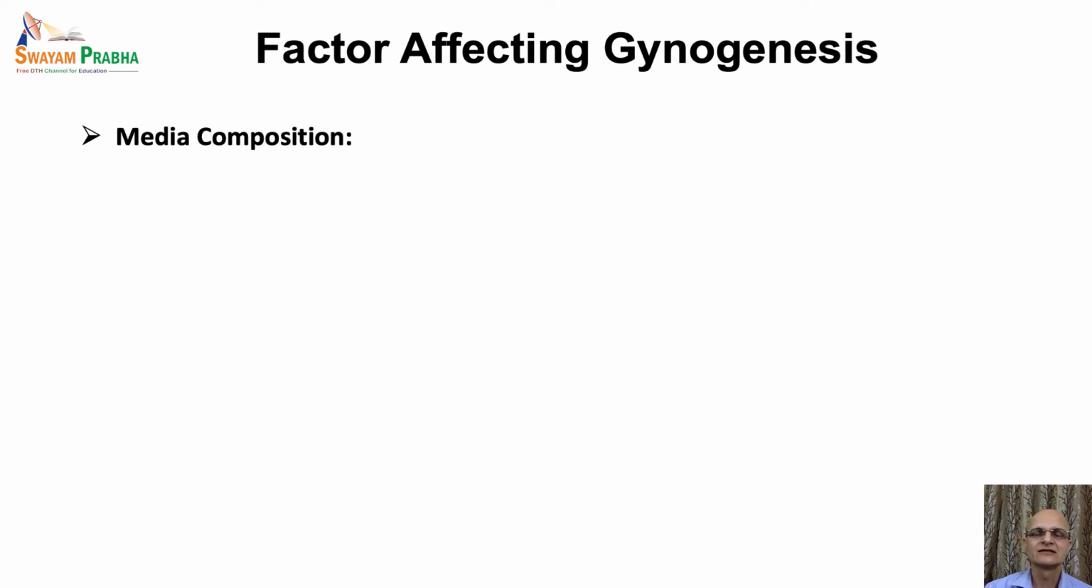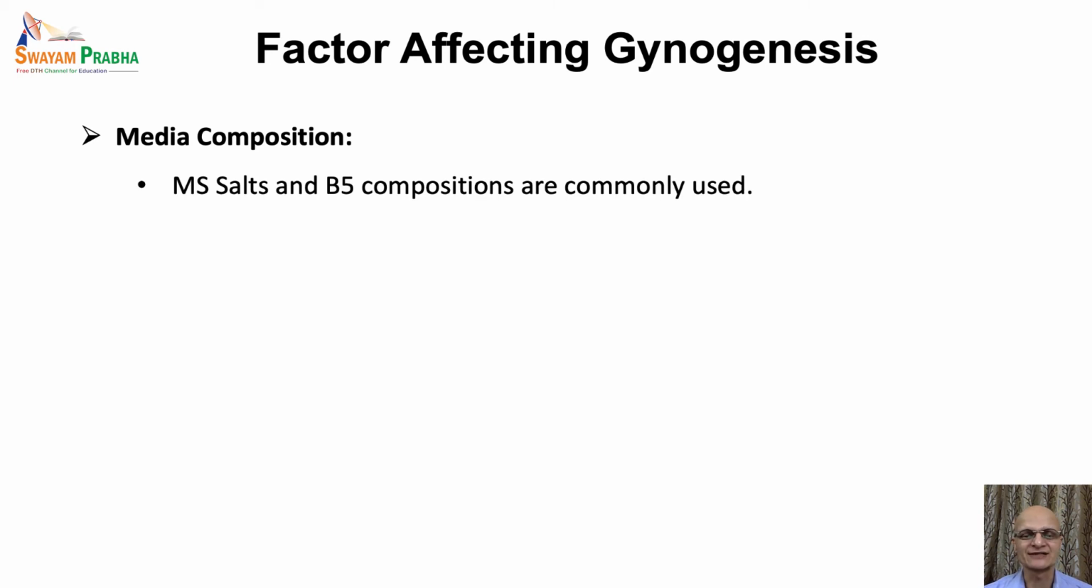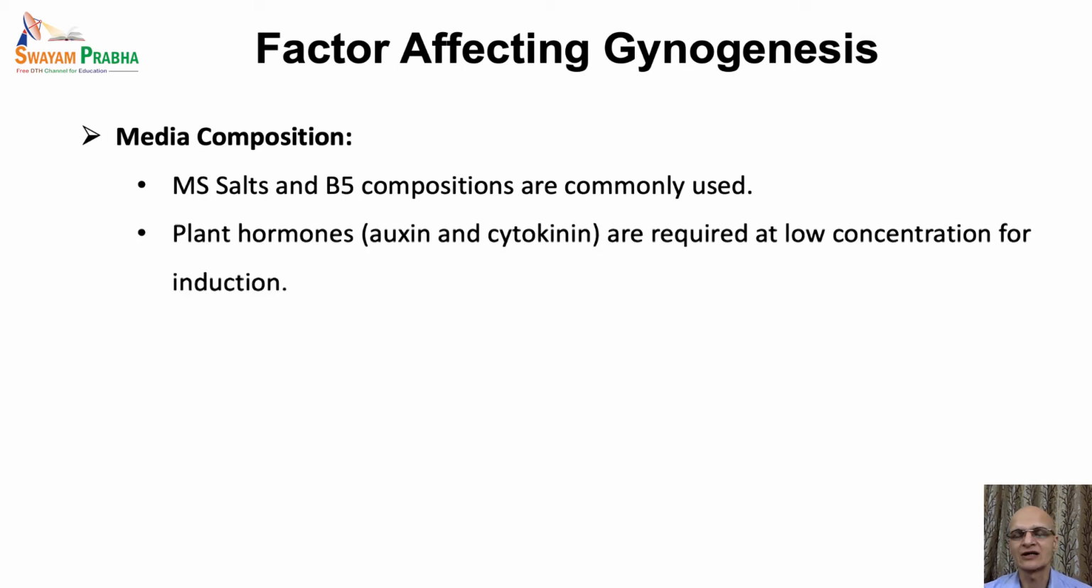Next is the impact of the media composition. The composition of the culture media is a critical factor, and the requirement varies at different stages of the development. It is not possible to have only one media composition that works for all the plant species or all the development stages during gynogenesis. Generally, MS salts and B5 media compositions have been used successfully for gynogenic haploid production.